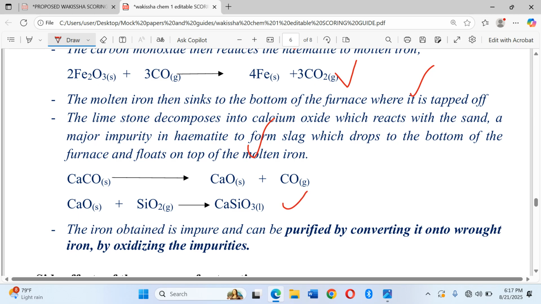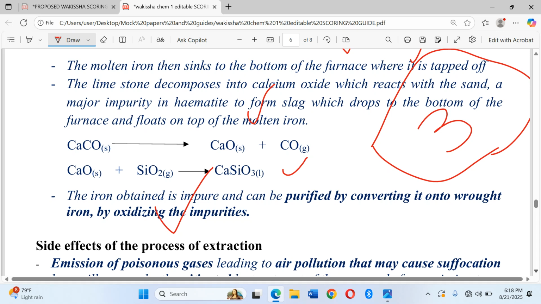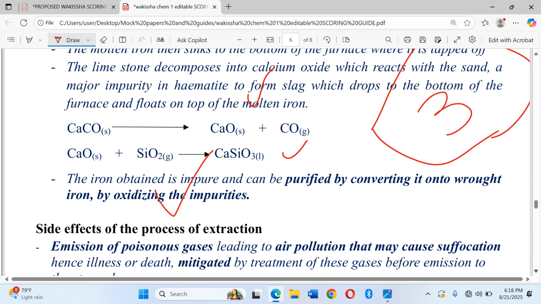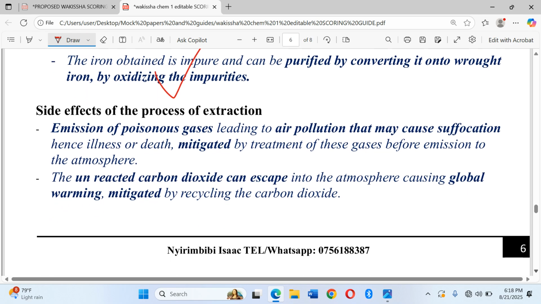Then, purification process. The iron obtained is impure and can be purified by converting it into wrought iron by oxidizing the impurities, and you get all your scores. You get all the scores on this process of production. It's not a must that there have to be 3 scores on that, but the examiner is the one who will determine how many scores to put on yours. What you need to do is to make sure that you're putting the right content.